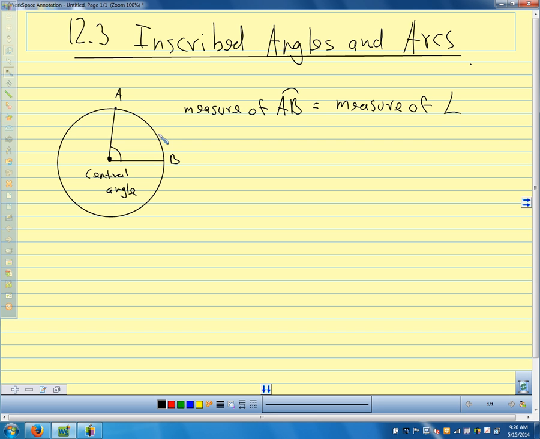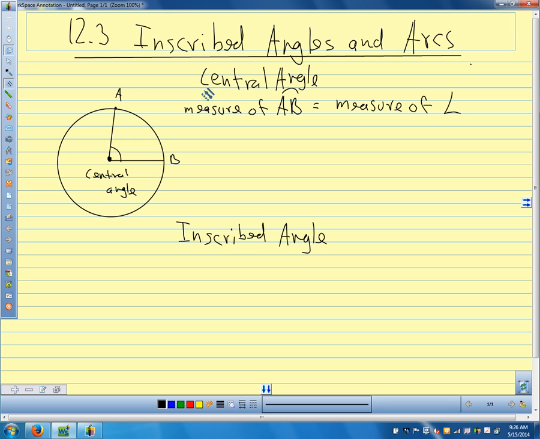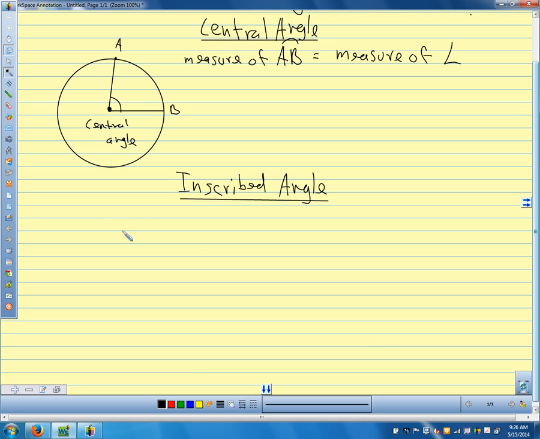We're going to talk about a different kind of angle today. We're going to call it an inscribed angle. So for a central angle, the arc and the angle are the same. An inscribed angle is an angle with its vertex on the circle.